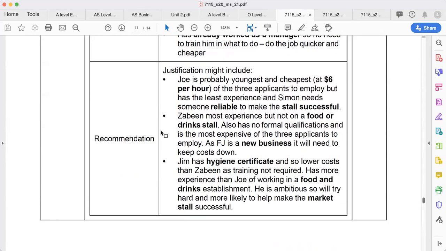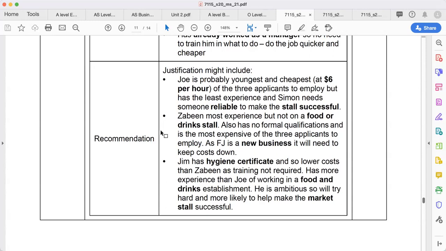Coming to the justifications, how we justify our answer. For example, look at the last line: Jim has a hygiene certificate, so lower cost than Zabin as training is not required. Has more experience than Joe, this is the comparison we do, of working in a food and drink establishment, and he is ambitious, so will try hard, more likely to help the market stall be successful. This is the comparison with Joe.